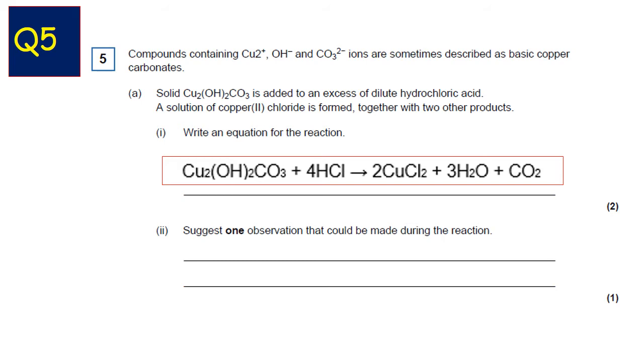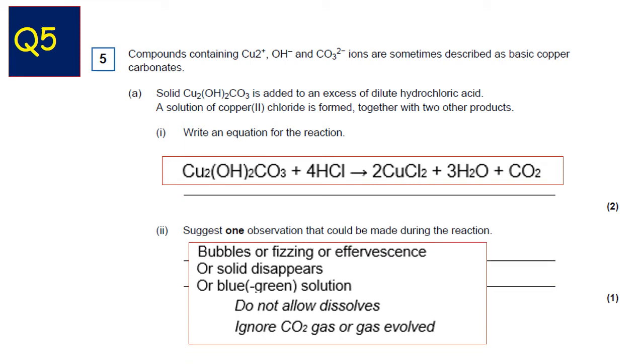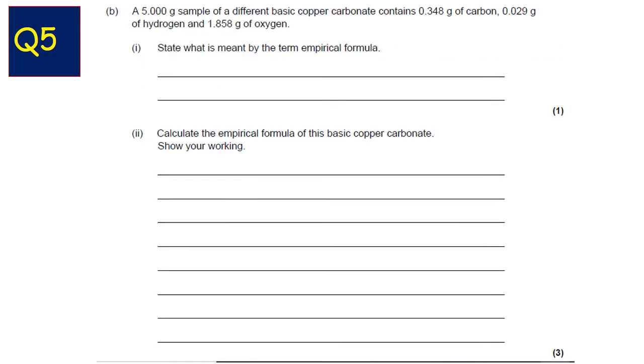Now on part 2 they ask you to make an observation. What can you see? A few people are liable to say we see CO2 forming. Well, you don't know it's CO2. What you do see is bubbles or fizzing or effervescence. You can also describe a solid disappearing, and you can also describe a blue-green solution forming. You do not need to say all 3 for the mark.